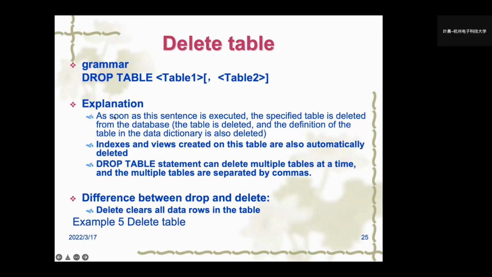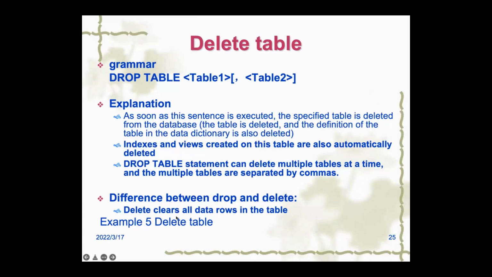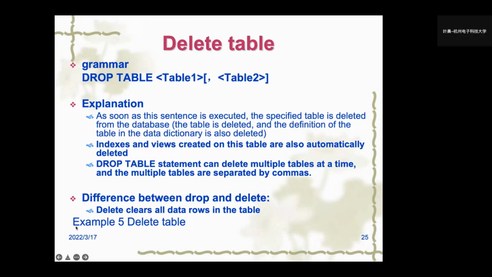So we can see if you use the operation of drop table, it deletes the table, as well as all its related information such as indexes and views. And here we need to clarify the difference between the operation drop and delete. For the operation of delete, it clears all data rows in a table. For example, if we want to delete a table, you can use drop table student.